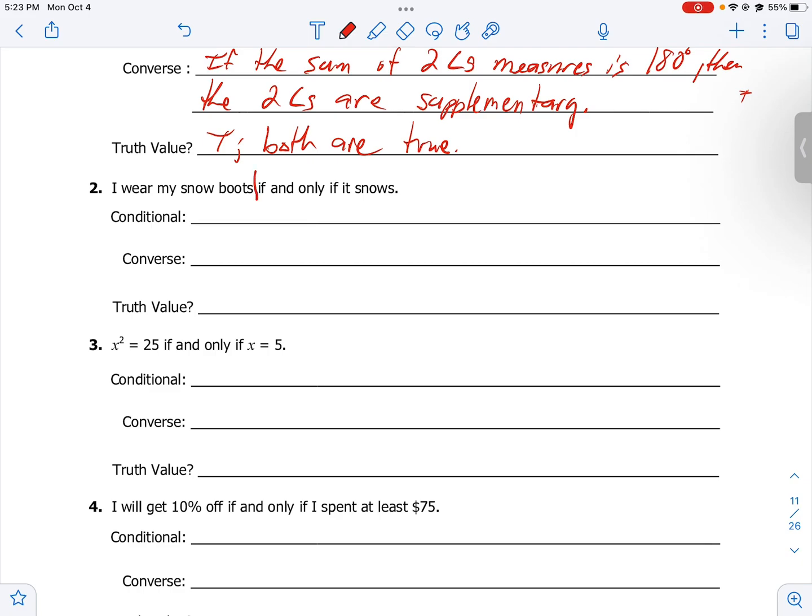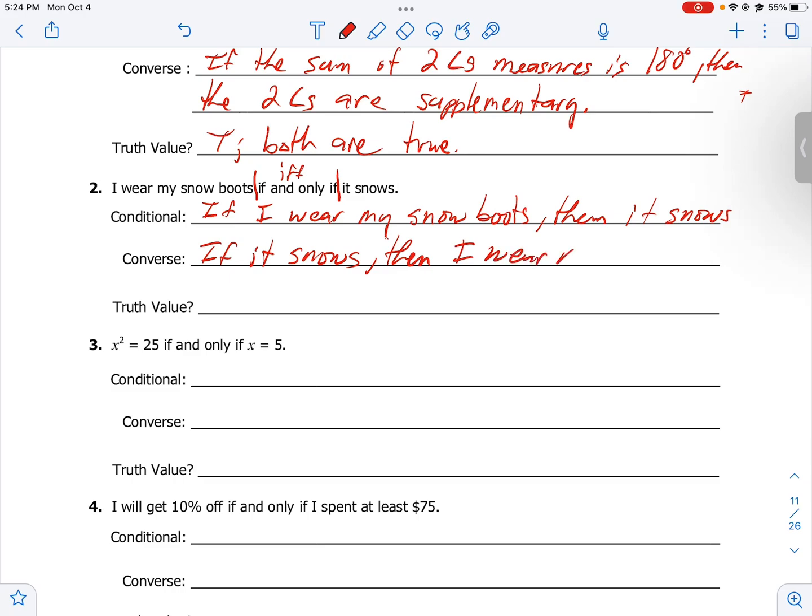I wear my snow boots if and only if it snows. There's my "if and only if," my "if." So I break it up. If I wear my snow boots, then it snows. And the converse is: if it snows, then I wear my snow boots.